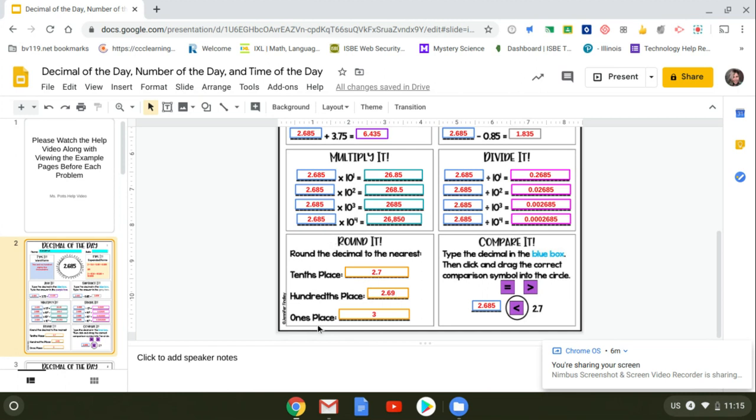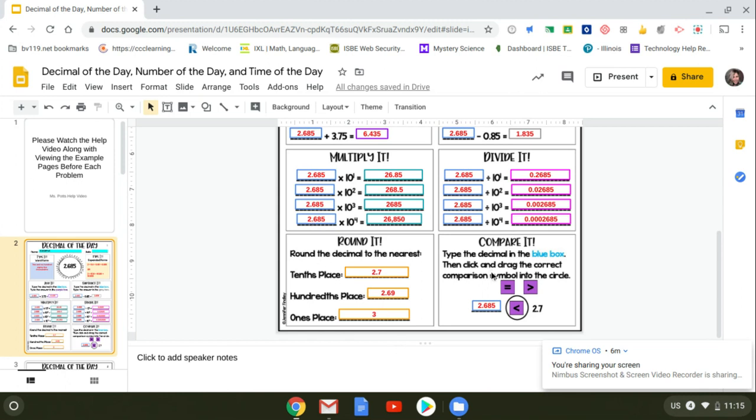So I wrote that. Then my ones place, that is the digit before my decimal. So I have to look at the 6. Is it going to make my 2 go up to a 3 or stay the same? It made it go up to a 3.